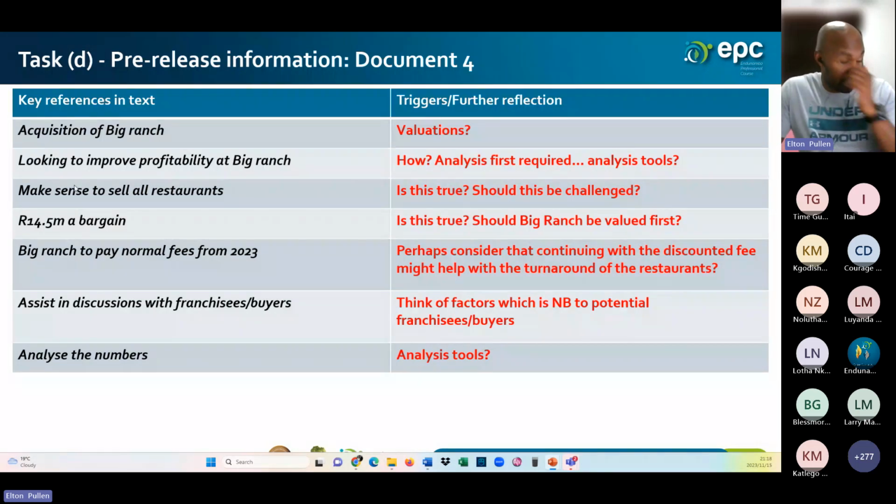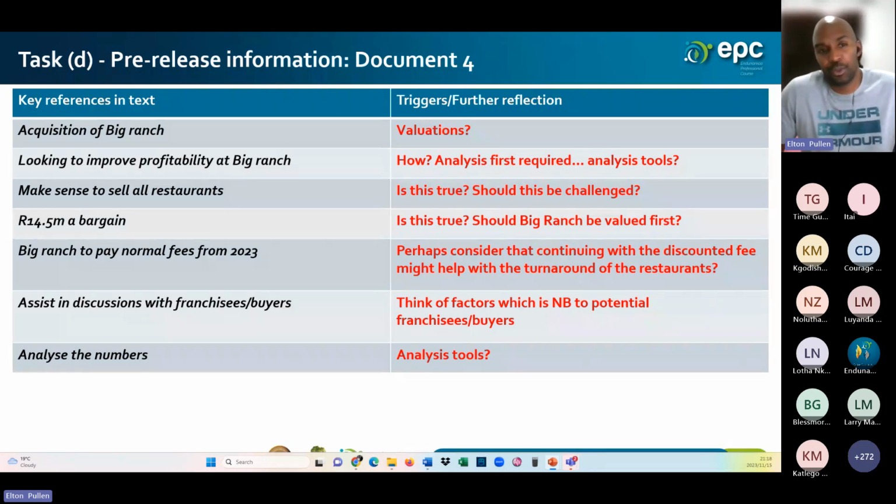Then it says it makes sense to sell all restaurants. That was in the text in the pre-release. I'm always skeptical when they tell me it makes sense. Does it really make sense? Is it true? Then they talk about this being a bargain. How do I know that something is a bargain? Don't I need to value it first myself? So again, valuations. They talk about Big Ranch needing to pay normal fees from 2023. Big Ranch is in trouble. Now we're saying that in the future, they're going to have to pay the same as everyone else.